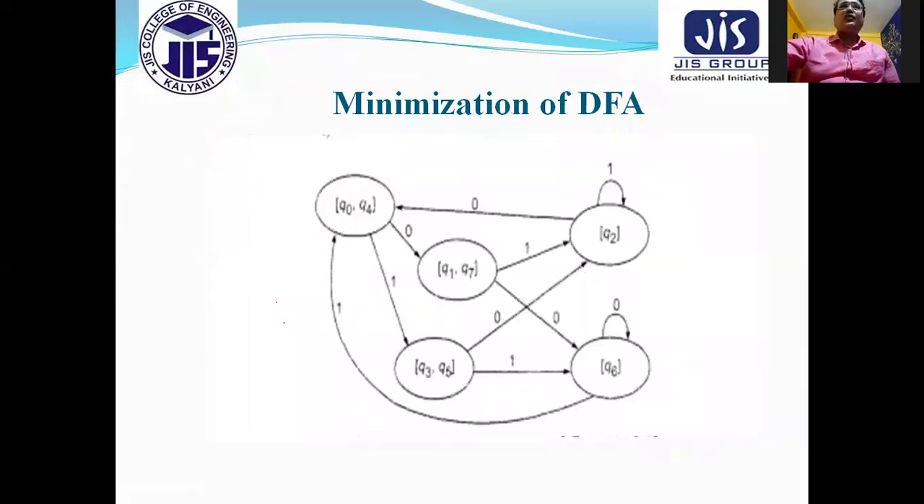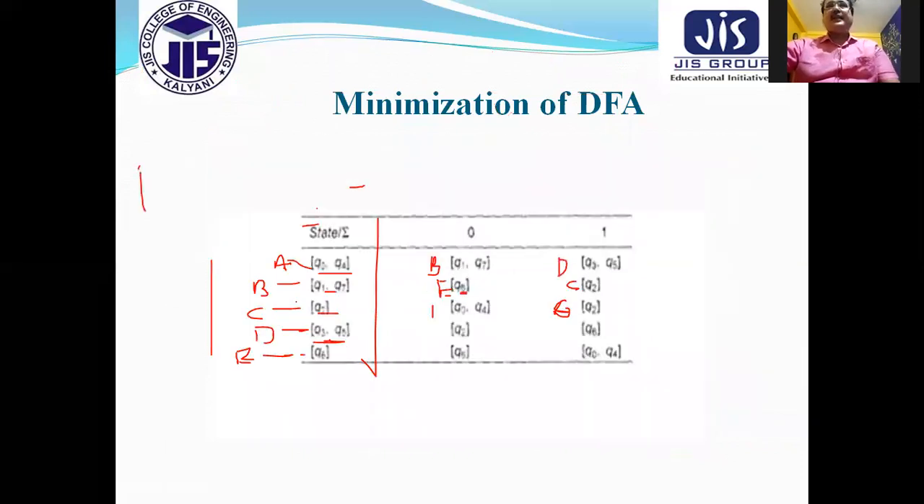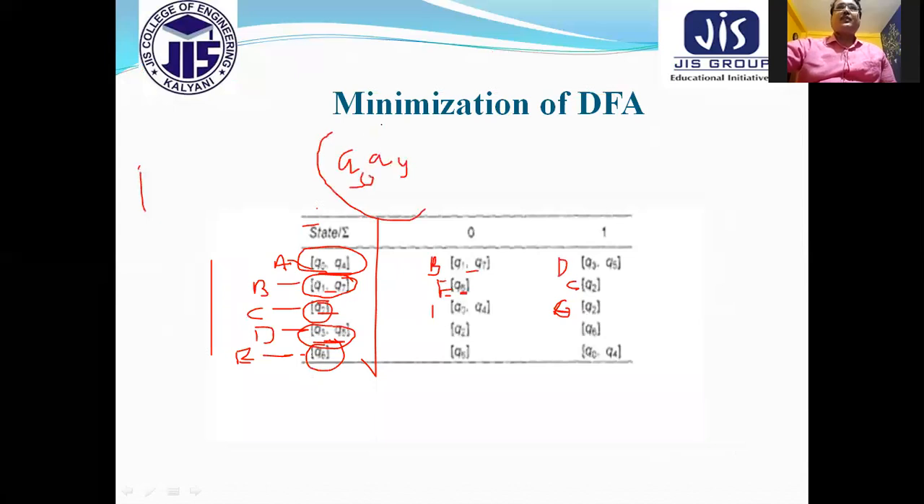After that, we can also draw the diagram in the form of a transition system. It is very easy to draw. We know that this is one state, this is one state, this is one state. So I know that Q0, Q4 taking 0 goes this way. So I can write Q0, Q4 taking 0 goes to Q1, Q7. And taking 1, it goes to Q3, Q5. Q3, Q5. So the same sets are drawn here, you can see.